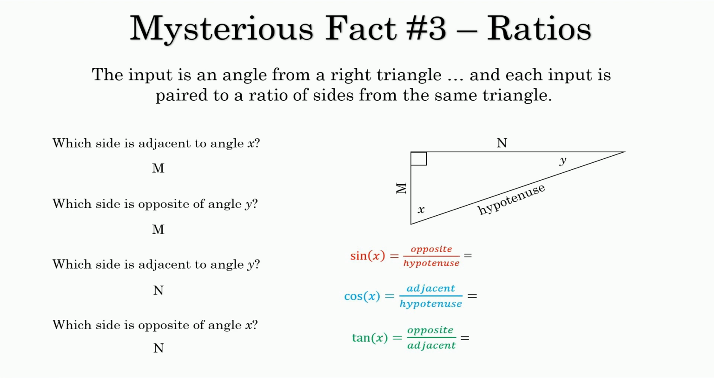Now, when we start talking about sine, cosine, and tangent, sine is defined as opposite over hypotenuse. It's not something that's calculated, it's something that's actually measured. So the sine of angle X is opposite over hypotenuse, which would be N over the hypotenuse. And the cosine of angle X would be M over the hypotenuse. Tangent would be opposite over adjacent. So opposite of X is N, adjacent is M. So the tangent would be N over M.